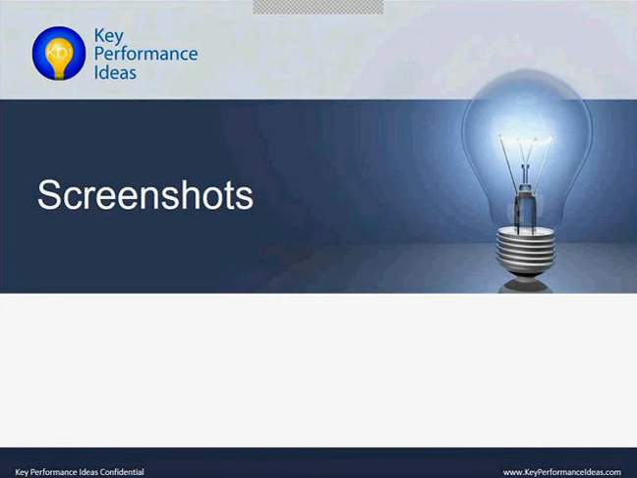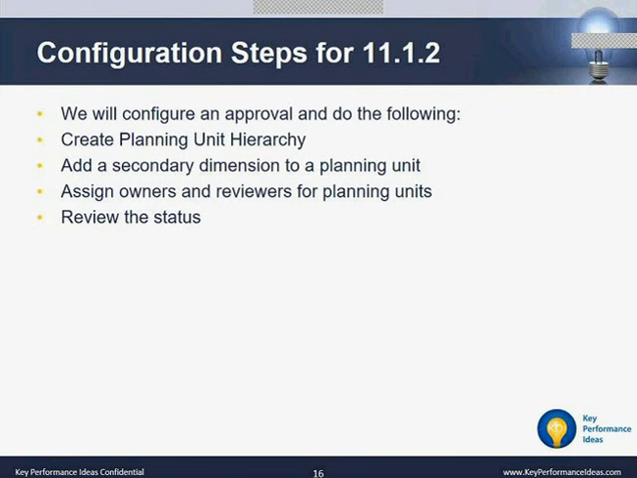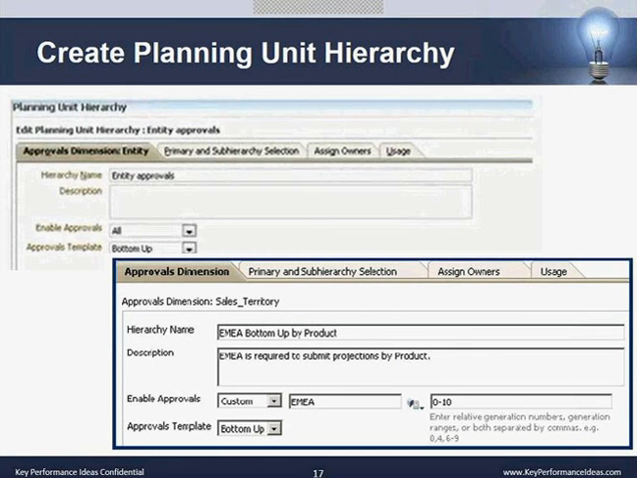So here are some screenshots on how this works. First, we will configure an approval, and we'll do the following. We'll create a planning unit hierarchy, add a secondary dimension, assign owners and reviewers to those planning units, and then review the status.